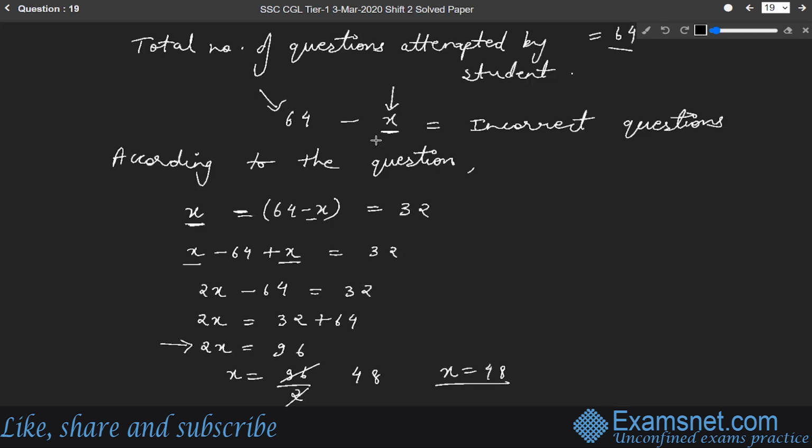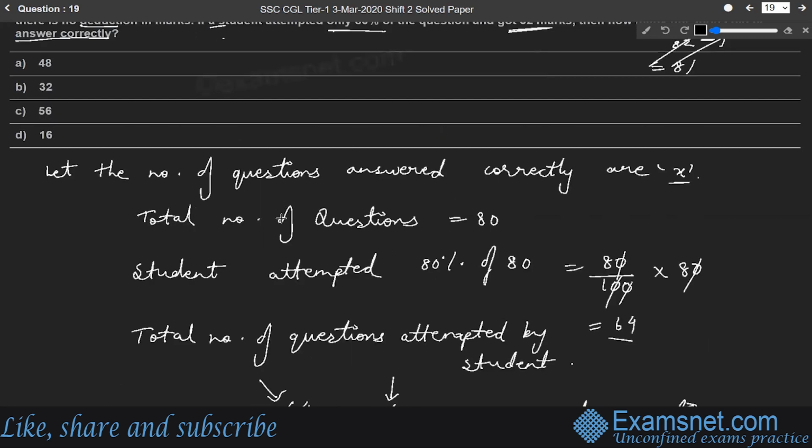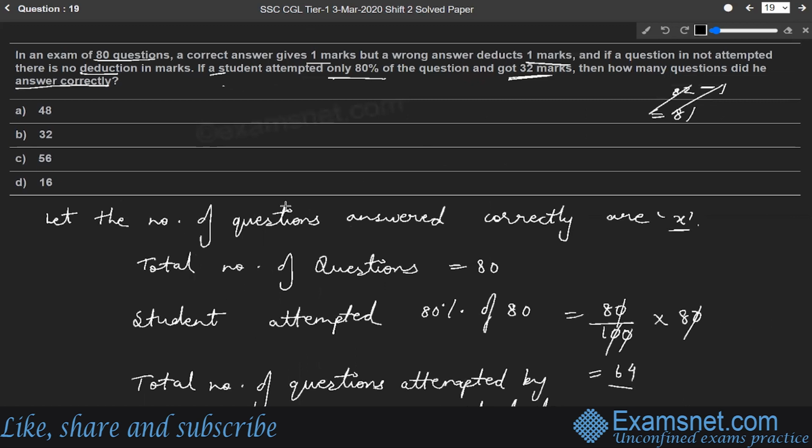What is x again? It is the number of correct questions done by the student. And this is the value that we are asked to find here, right? So a student does 48 questions correctly. Therefore, the correct answer for this question will be option A, that is 48. I hope you are clear with this question.